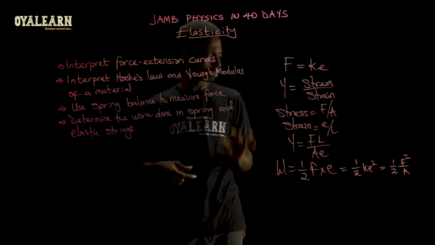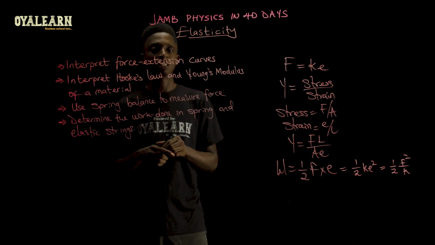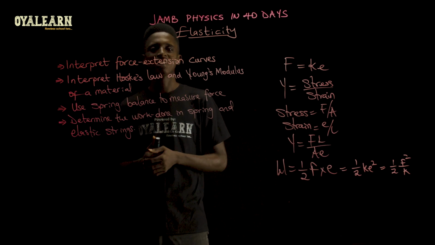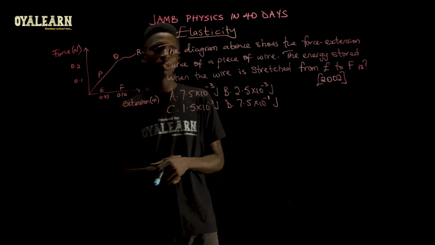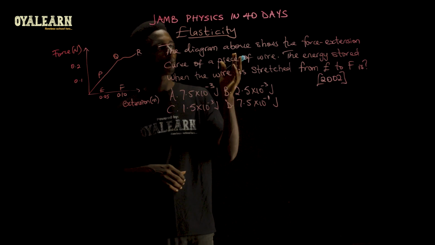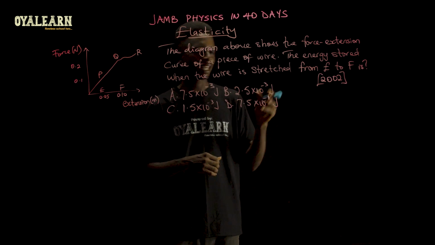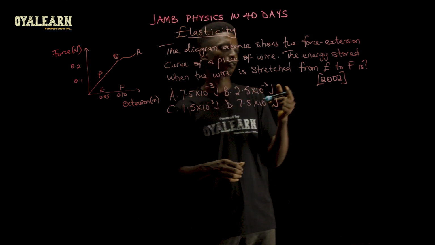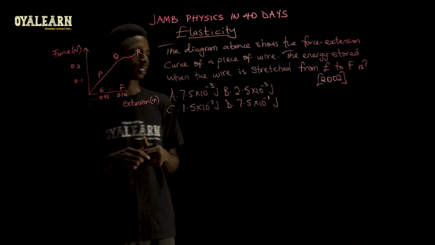So having gone through this, I think we should be well on our way to solve problems now from the JAMB past questions. So get your materials and let's solve some questions. This question from the 2002 UTME says, the diagram above shows the force extension curve of a piece of wire. The energy stored when the wire is stretched from E to F is... So let's look at the diagram and then try to interpret it.